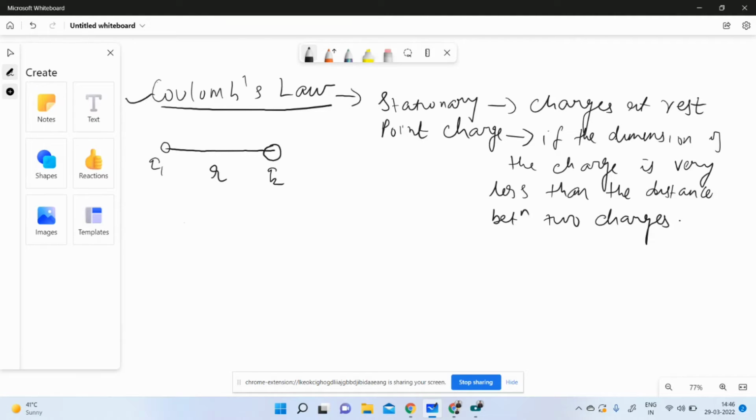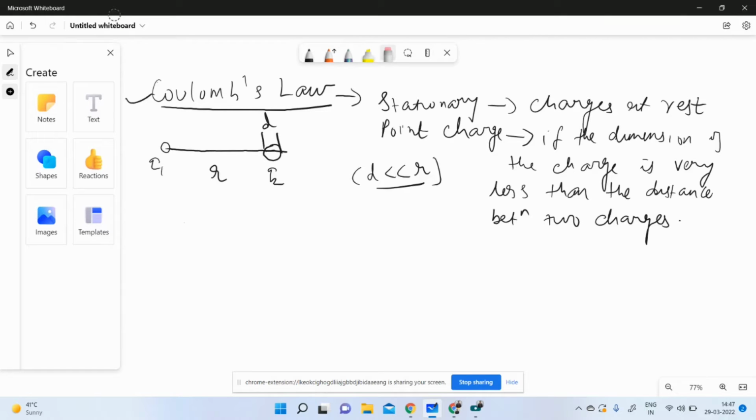That means if the diameter of the charge is quite less than the distance between two charges. Suppose, in this case, let the diameter of the charge be d. If d is less than r, then the charge is termed as a point charge. Fine. So Coulomb's law is the law explaining the force between two stationary point charges. Stationary means charges which are at rest.